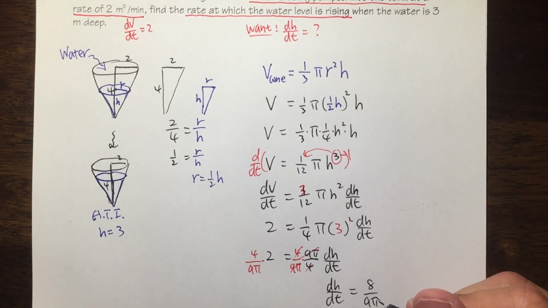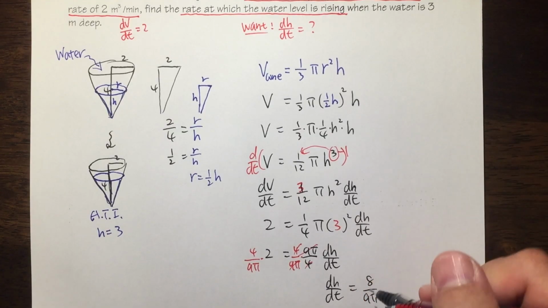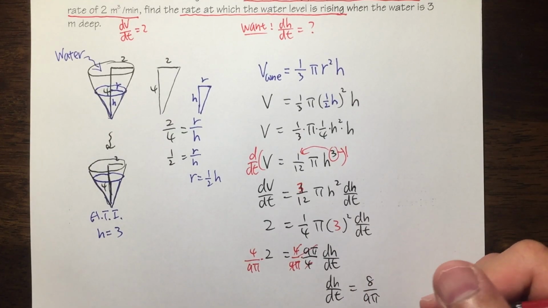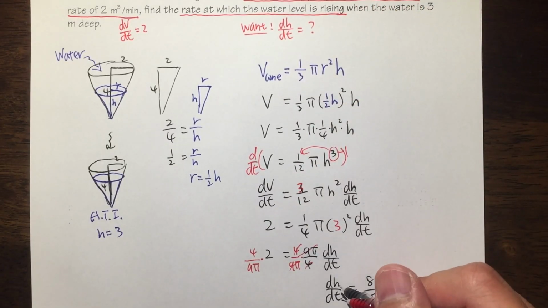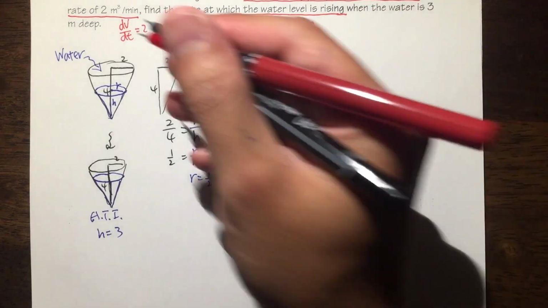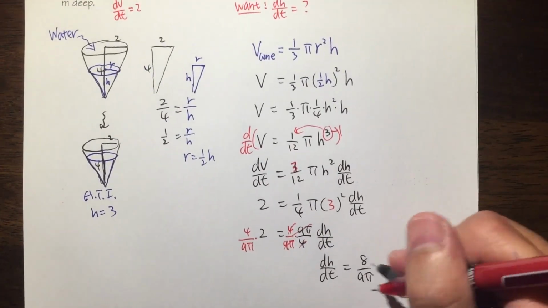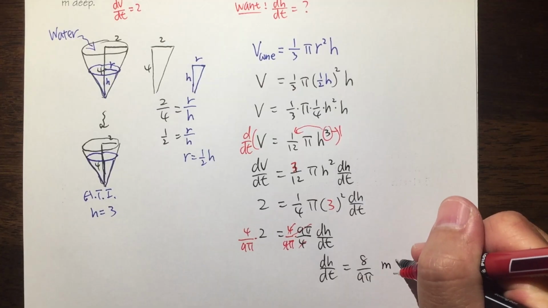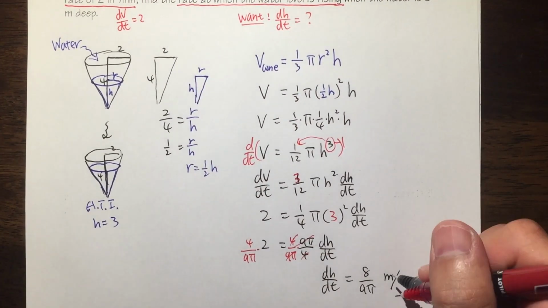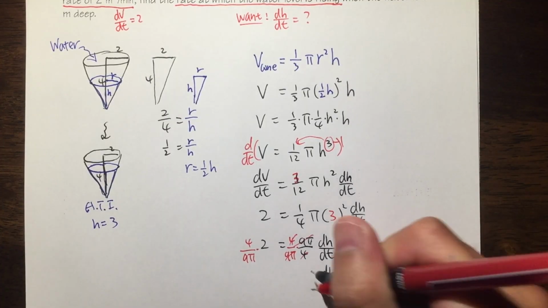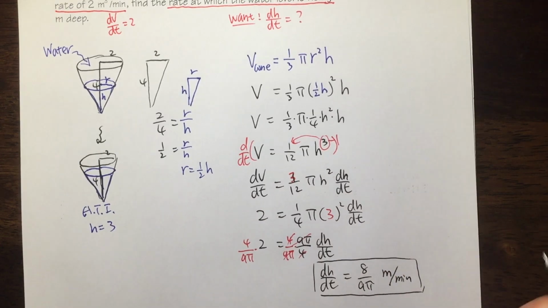But we have to answer this question carefully. We have dH/dt, and you see this is a positive number. That means the water is increasing, right? The water is rising. And the unit for H in our case is meters, right? We are measuring meters. So the unit right here will be meters per minute. So we'll put down meters per minute. And this right here is it.